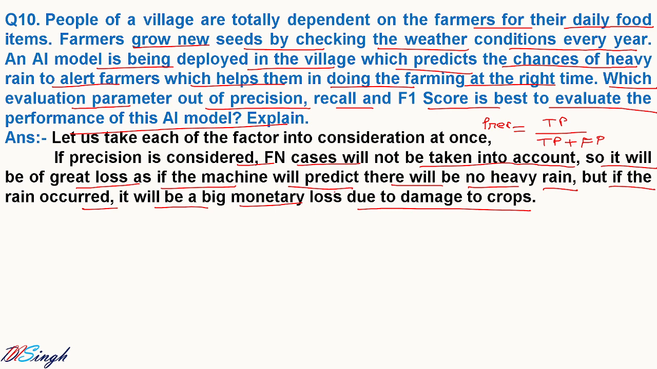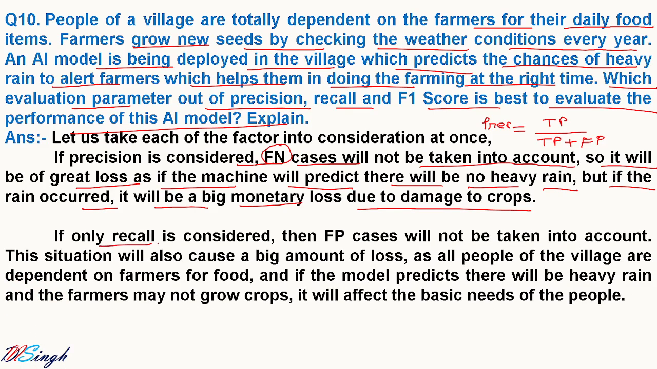What will happen कि आपके सारे क्रॉप्स खराब हो जाएंगे और प्रॉब्लम होगी क्योंकि ये फॉल्स नेगेटिव केसेस को कंसिडर नहीं कर रहा. फॉल्स नेगेटिव मीन्स व्हाट? जब आपका एआई मॉडल कह रहा है कि आउटकम नेगेटिव रहेगा, एक्चुअली जो आउटकम और रिजल्ट है वो पॉजिटिव है. Then you go for the next case. If recall is considered, it will not take FP into account. What is the formula of recall? The formula of recall is TP upon TP plus FN.